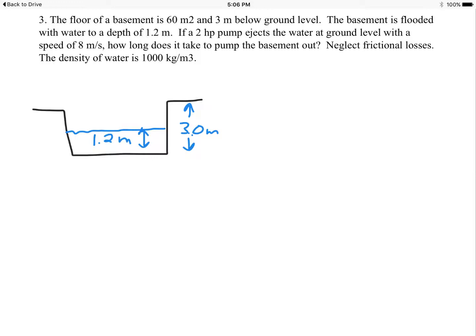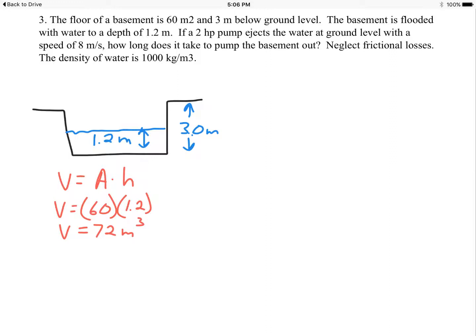Now, a couple things we got to be aware of here, and that is, how much water do we have? What volume of water? Well, the volume of water that we have here is going to be the surface area of the floor of the basement times the depth of the water, or call it the height of the water, and that's given here to be, the area is 60 meters squared, times the height or depth of the water of 1.2 meters. So the volume of water that we have here is 72 meters cubed.